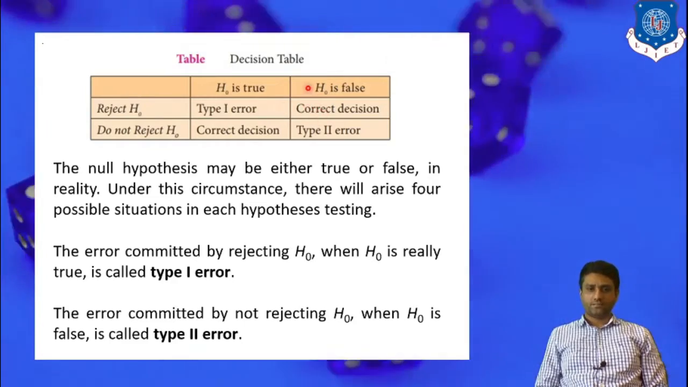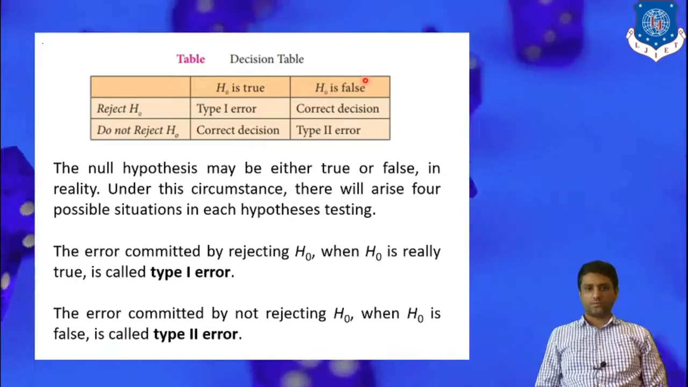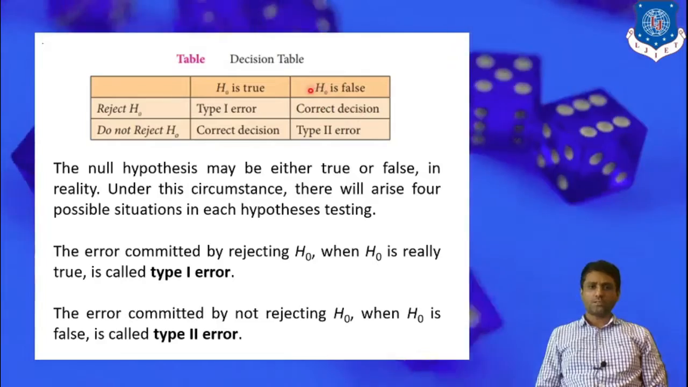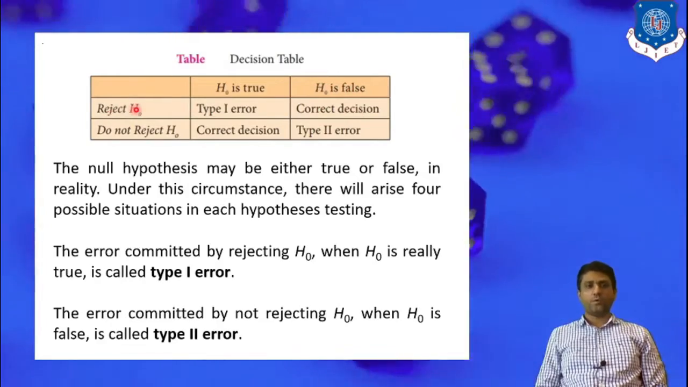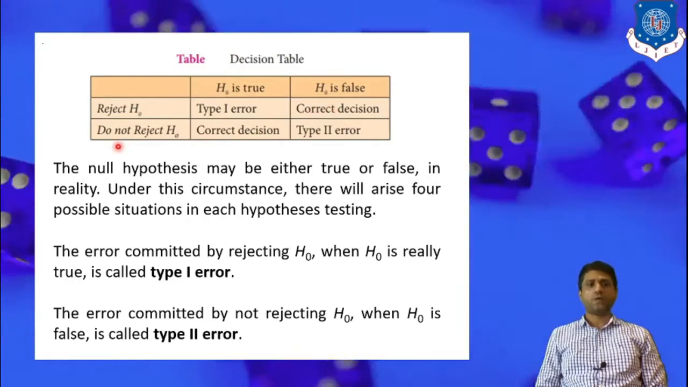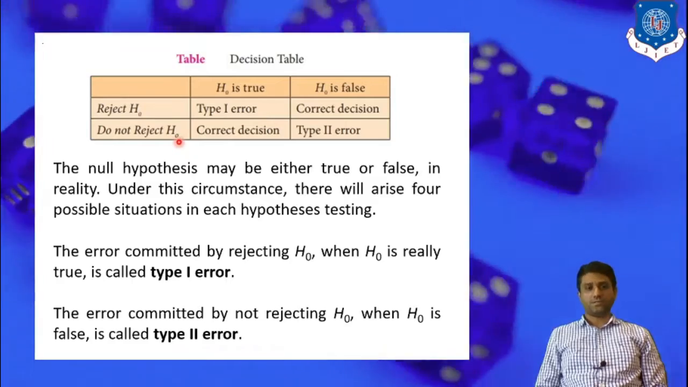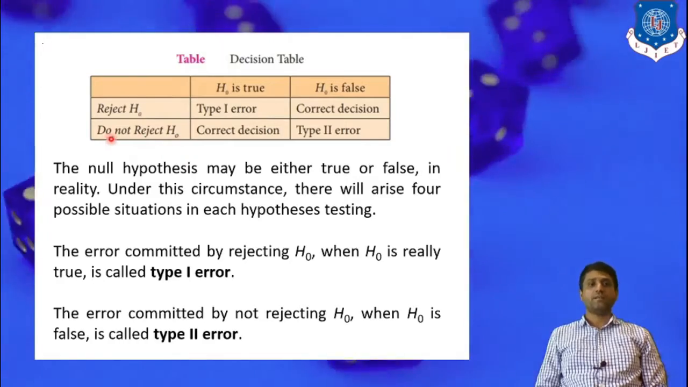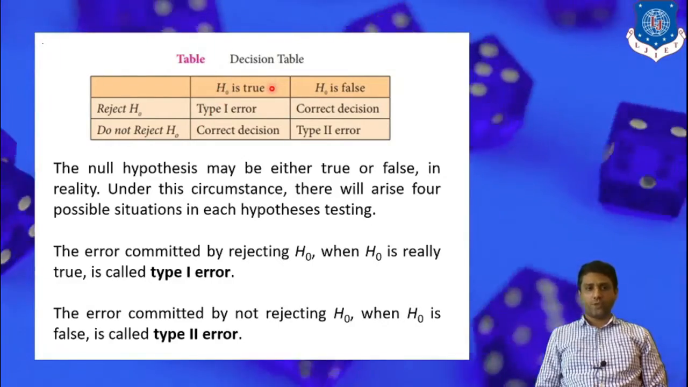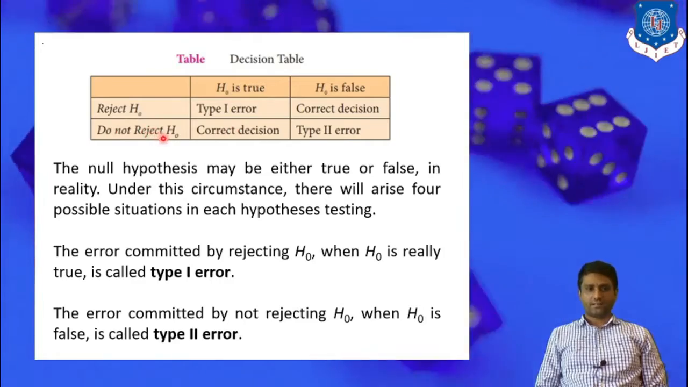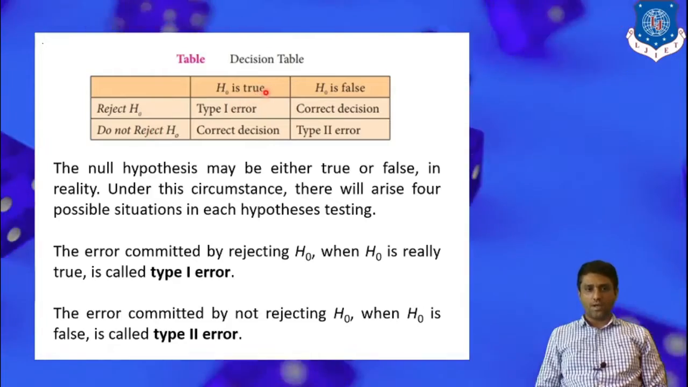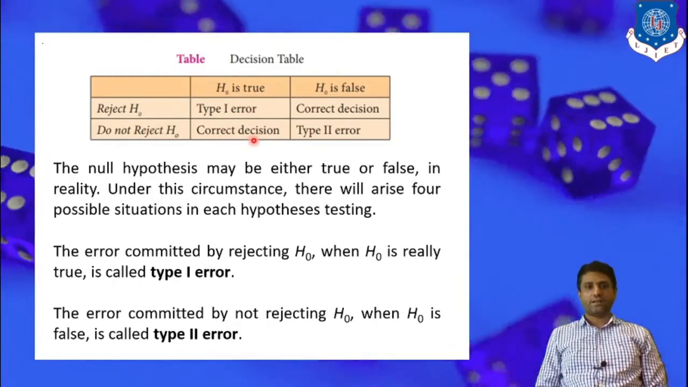Now the second case: if the null hypothesis is false and we reject the null hypothesis, then definitely it is a good thing, because it's already false and that's why we reject it. So it's a good decision, that is, the correct decision. Now the third case: do not reject the null hypothesis, so ultimately we accept the null hypothesis. The null hypothesis is true, and we do not reject it, that is, we accept. So it's a good decision, that is, a correct decision.